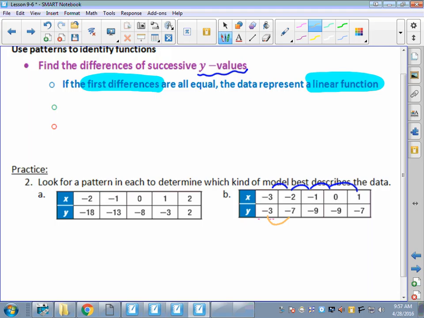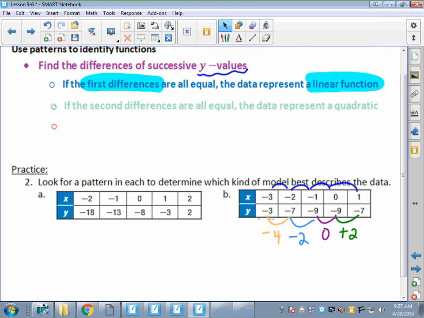To get from -7 to -9, that's going back 2 more. To get from -9 to -9, that's a change of 0. And to get from -9 to -7, we're adding 2. Well, if this were linear, all of those numbers that I just wrote in would be the same. -4, -4, -4, -4, or whatever it might be. So this is not linear.